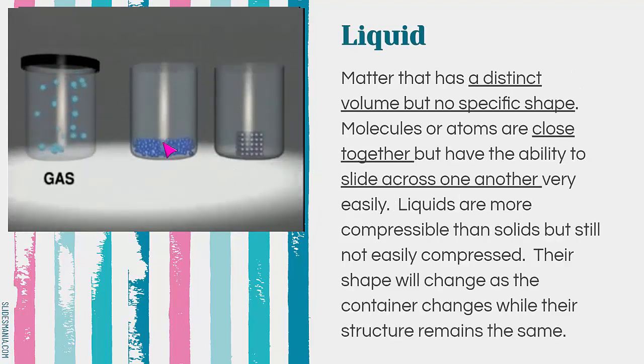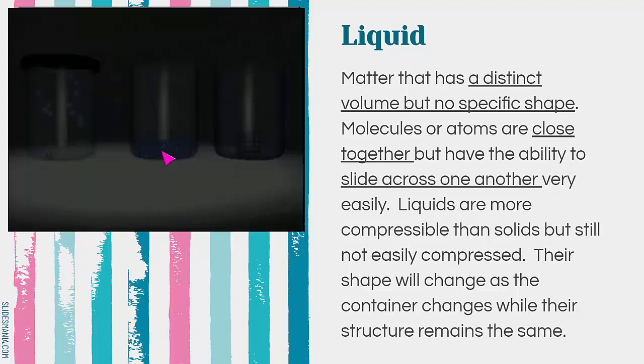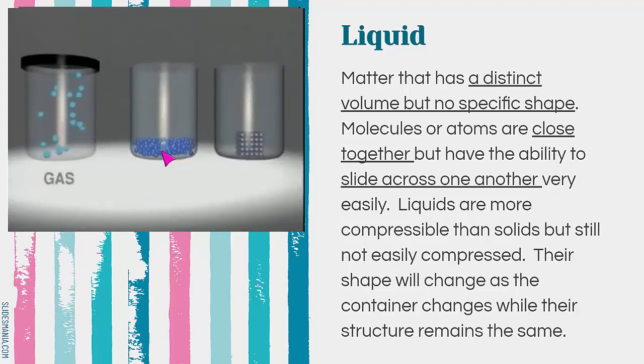Liquids. All right, so liquids are this middle picture here. And if you look closely at where my pointer is showing you, those particles are not still. They are sliding past each other. They are moving around a little bit. So liquid is matter that has a distinct volume. It has a certain size, but it doesn't have a specific shape because the molecules have that freedom to move.